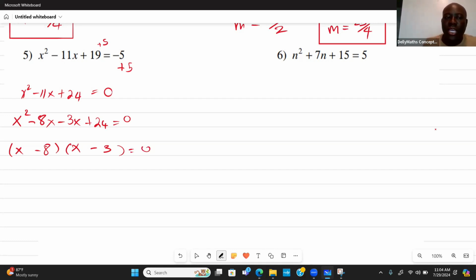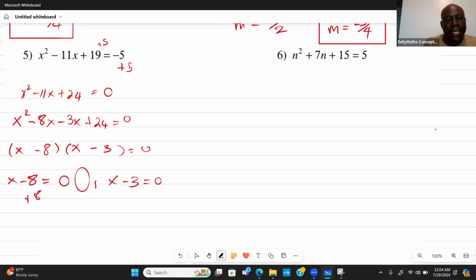Now, as you can see, it's now in factor form. And in our factor form here, what we're looking at is that it's either x minus 8 that is going to be a 0, or it's going to be an x minus 3 that is going to be a 0.